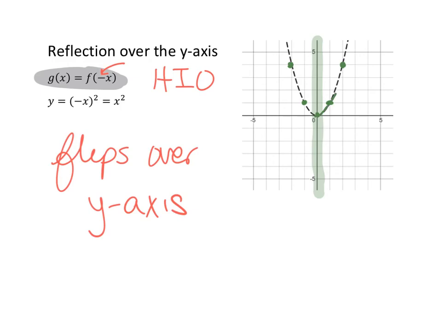So when we graph this, it should end up right on top of each other, which is no visual change, but technically it's still reflecting over the y-axis. It's flipping over the y-axis. We just gave it arrows.